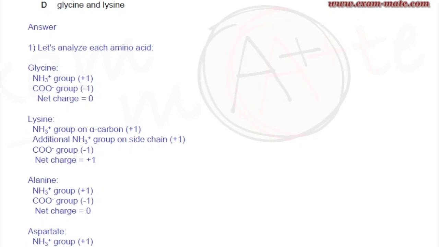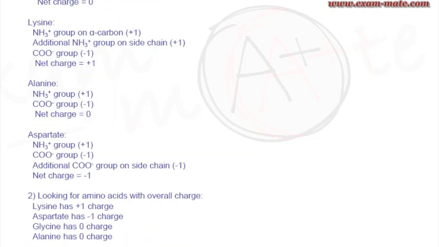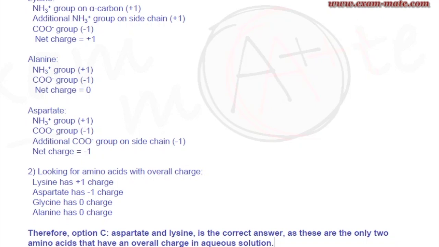Alanine. NH3 plus group, +1. COO group, -1. Net charge equals 0. Aspartate. NH3 plus group, +1. COO group, -1. Additional COO group on side chain, -1. Net charge equals -1.